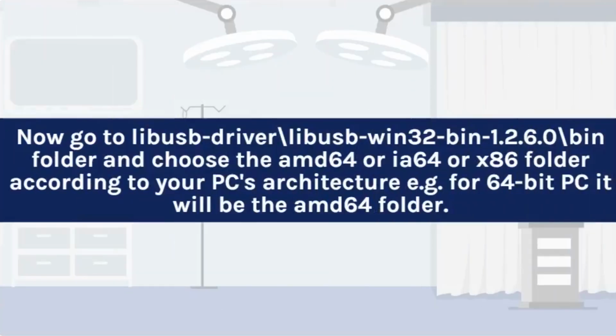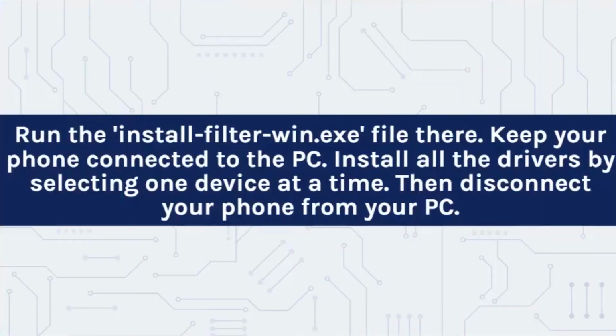Now go to libusb driver, libusb-win32-bin-1.2.6.0, bin folder and choose the AMD64 or IA64 or x86 folder according to your PC's architecture, e.g. for 64-bit PC it will be the AMD64 folder. Run the install-filter-win.exe file there. Keep your phone connected to the PC. Install all the drivers by selecting one device at a time. Then disconnect your phone from your PC.